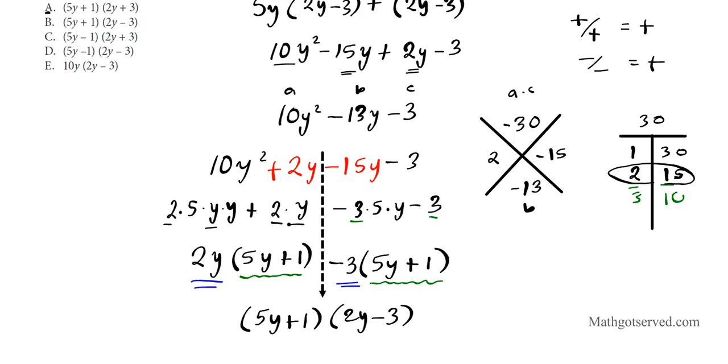Correct answer is B. Notice how all the distractors are very, very similar. So the slightest error with signs, you're going to fall into a trap. So you've got to be really careful when factoring. All right, there you have it.